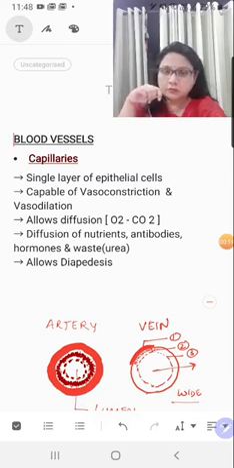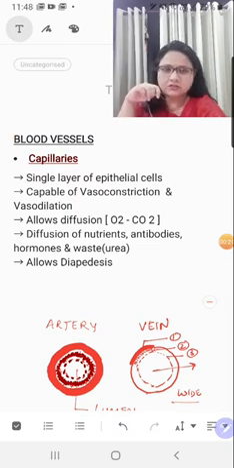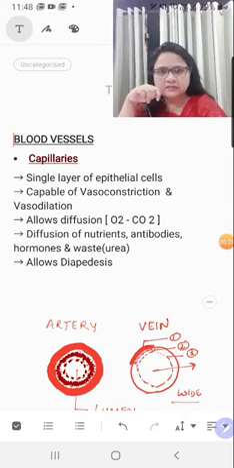So, in our body, three types of blood vessels are there. Depending upon slight structural and functional differences, they are arteries, veins and capillaries. We will be discussing the diagram again, but as of now just go through the important features of capillaries.